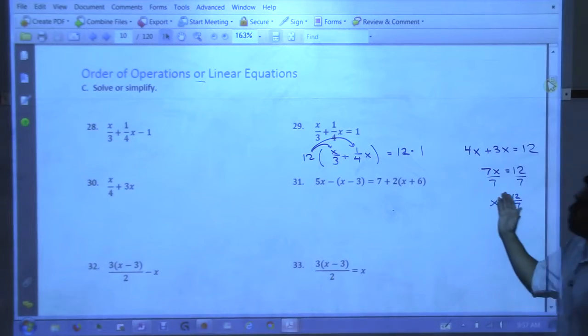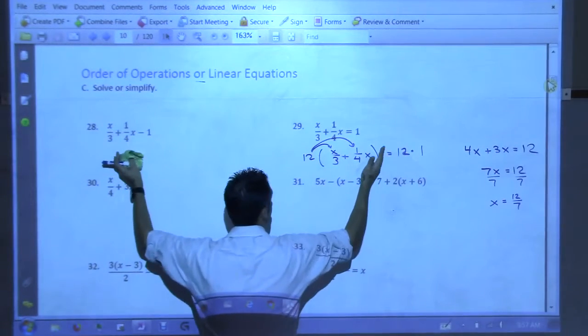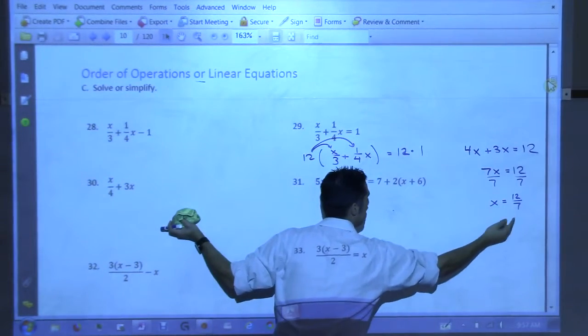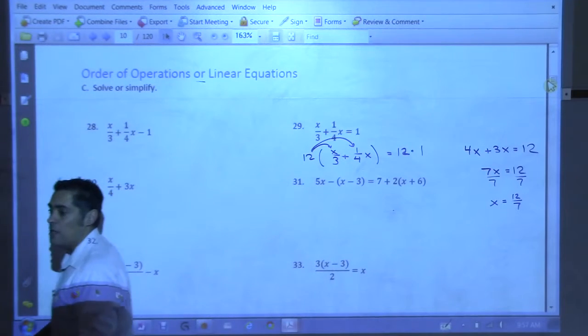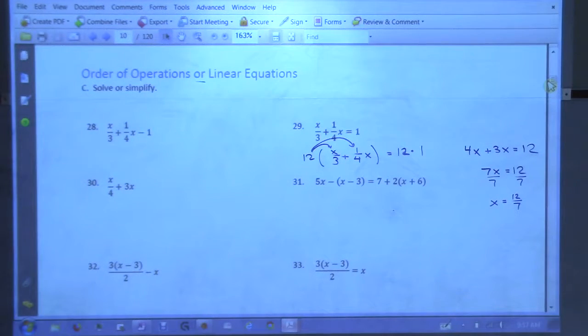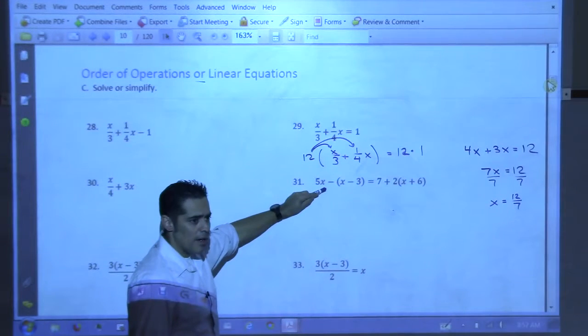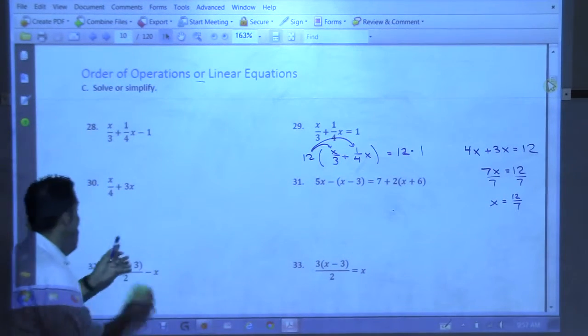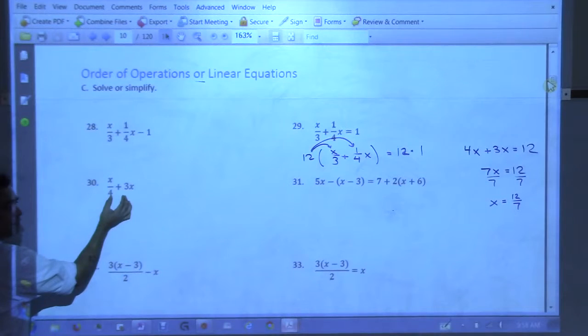So the big difference between these two problems is that for this one, you get an answer, x is 12/7. On this one, you got an expression. And so the way you approach the two problems is a little bit different. This is a what? Expression. This is an equation, right? So you're going to go solve for x here. Here you're just going to try and put these two together.